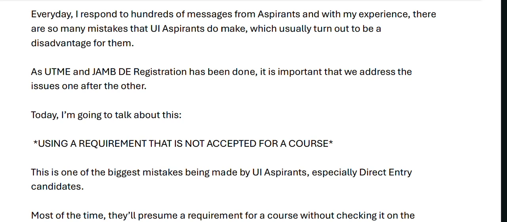As UTME and JAMB registration has been done, it is important that we address these issues one after the other. So when I was writing this message, we were done with UTME and JAMB registration.